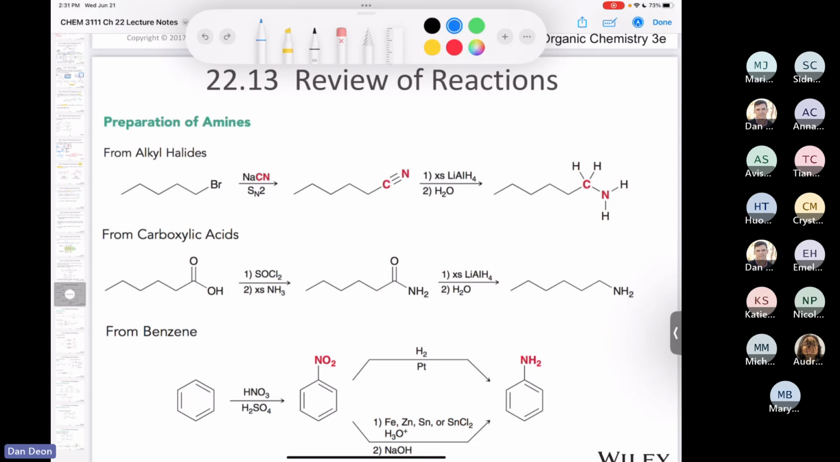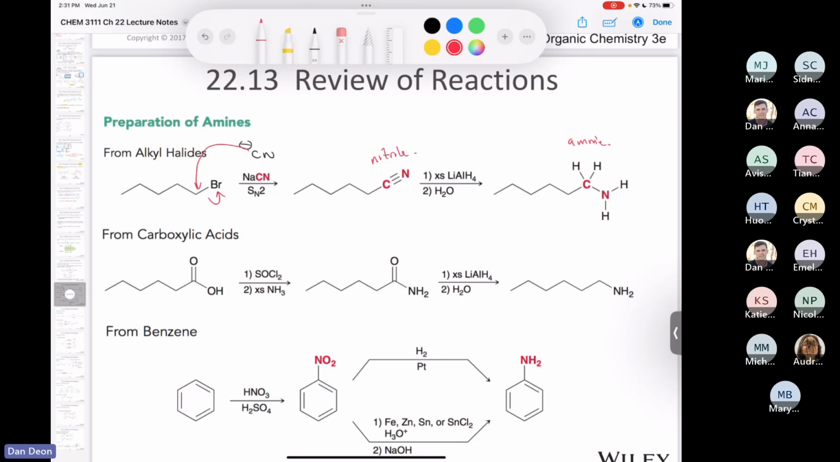We talked about the SN2 of a primary alkyl halide with sodium cyanide, right? You have the cyanide ion like this. It does a nucleophilic attack. You get a loss of leaving group. Then you make a nitrile. Right? This is called a nitrile. And then you reduce the nitrile to an amine. So you make an amine from the nitrile.